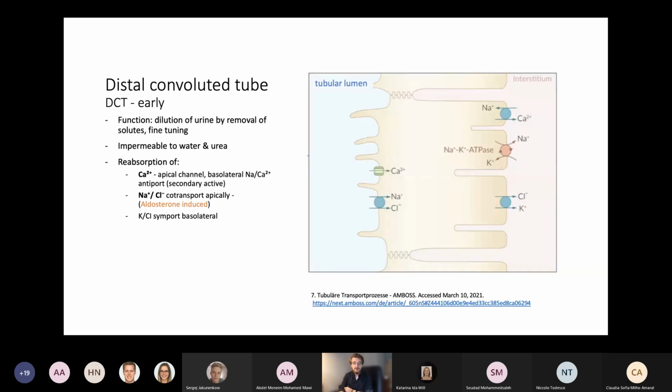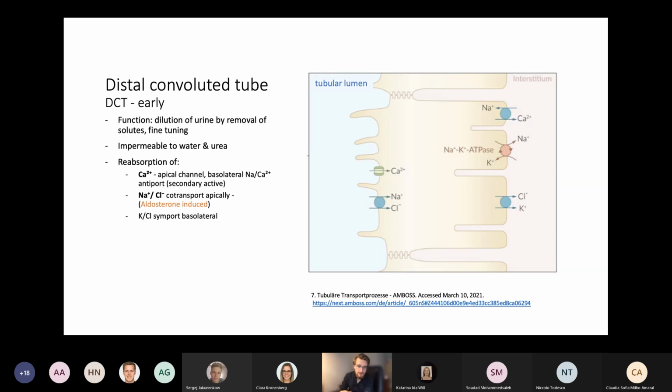Now, the distal convoluted tubule. The distal convoluted tubule and the collecting duct, for our intents and purposes, should be separated a little bit. In the early part of the distal convoluted tubule, the primary function is the dilution of urine by removal of solutes and fine-tuning. The distal convoluted tubule is impermeable to both water and urea. Both, again, features absolutely crucial to remember.